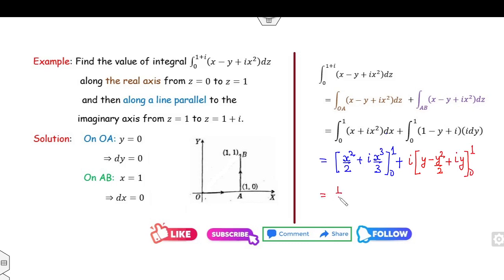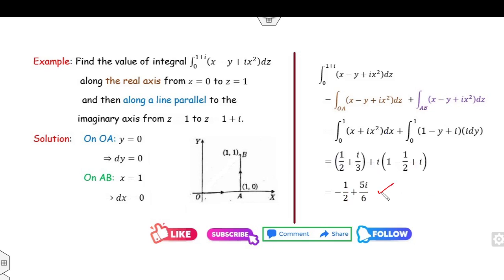Now you can substitute the value: half plus i by 3. If you substitute 0, it will be 0, plus 1 minus half plus i, and if you substitute 0, it will be 0. So if you open them, it will be my half plus i by 3, minus half, so it is i divided by 2, i squared, minus 1. So this value will be 5 by 6, and it is minus half. That is the right answer of this problem.